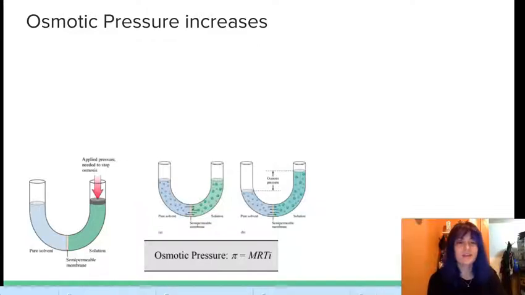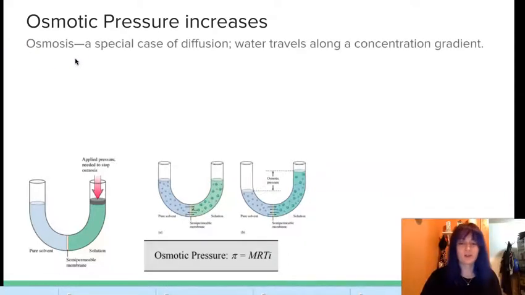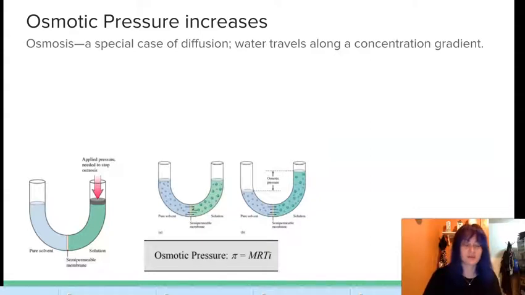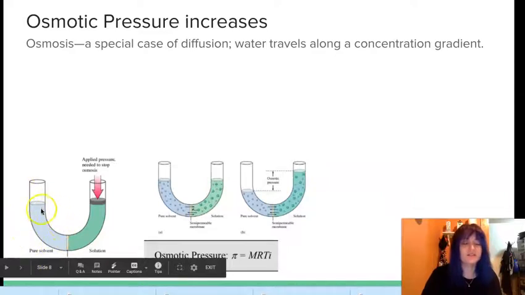Okay, lastly, we need to discuss osmotic pressure. So you may not have discussed osmosis since living environment. So just a quick review of what this is. Osmosis is a special case of diffusion where water is going to travel against a concentration gradient. If you look at this image down here, osmosis is the movement of water through a semi-permeable membrane. In this demonstration, you have a pure solvent, let's say water, on one side, and you have a solution like salt water on another side.